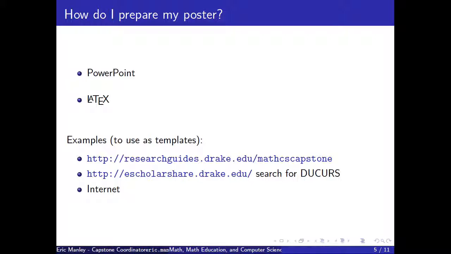This website here is a library webpage, escholarshare.drake.edu. The cool thing about this is that they post a lot of the materials from Dukers, right? Dukers is that undergraduate research conference that we hold every April. And so those are all posters. By the way, that's a good thing to go attend if you haven't in the past, if you want to see what a poster session looks like. So go in April when they're having that.